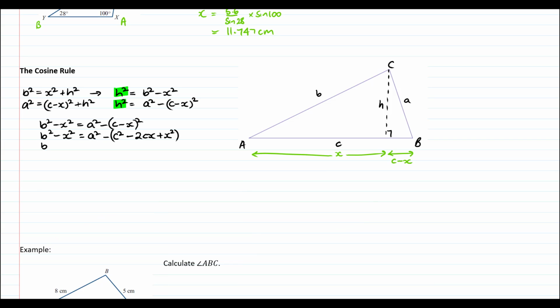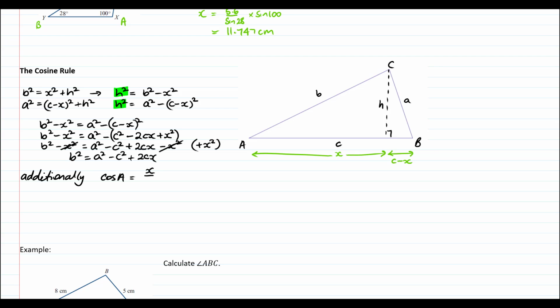And then carrying on from there, B squared minus X squared still is equal to A squared minus C squared. Negative of a negative makes it plus 2CX minus X squared. I'm going to add X squared to both sides, which cancels with that and that, leaving me B squared is equal to A squared minus C squared plus 2CX. And now I'm going to note that additionally in the first triangle, we have this. Cos of A is equal to X over B, and I multiply both sides by B, giving me that X is equal to B cos A.